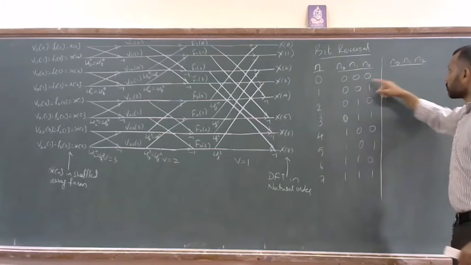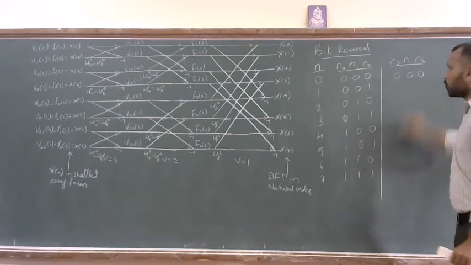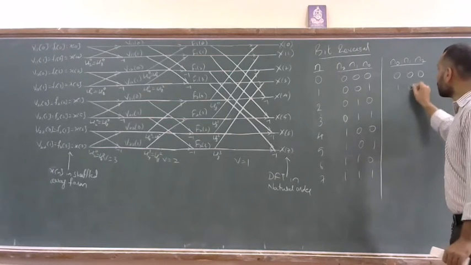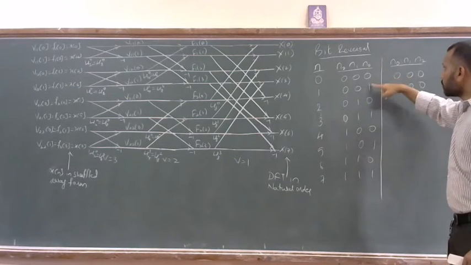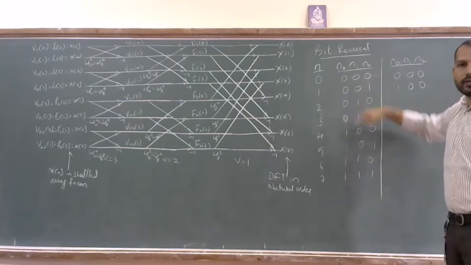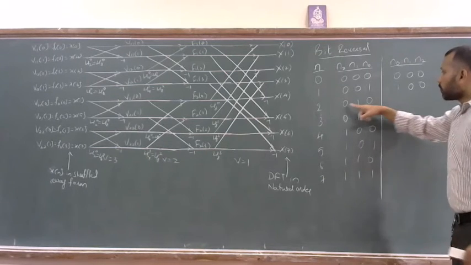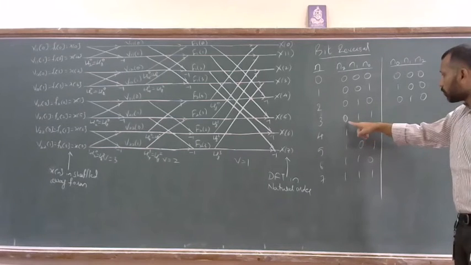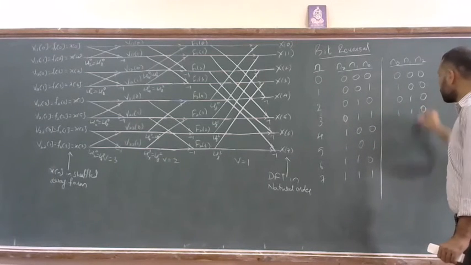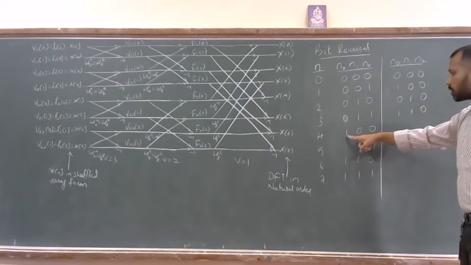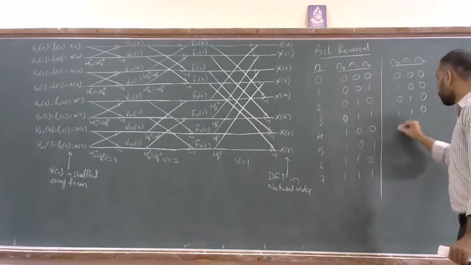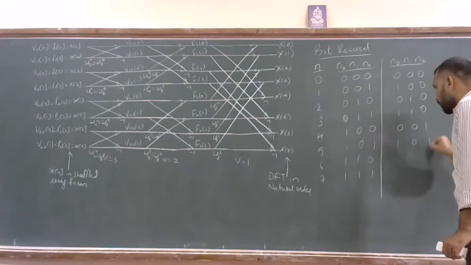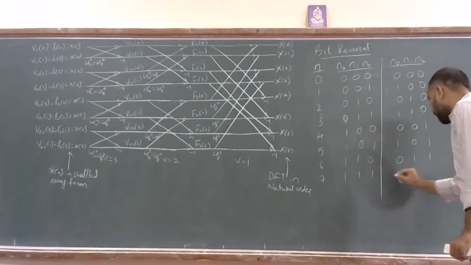So the reverse of 0, 0, 0 will be 0, 0, 0 itself. The reverse of 0, 0, 1 will be 1, 0, 0. Wherever you have n0, you substitute n2 and the other way around. The reversal of 0, 1, 0 will be 0, 1, 0 itself. The reversal of 0, 1, 1 will be 1, 1, 0. The reversal of 1, 0, 0 will be 0, 0, 1. Likewise, this will be 1, 0, 1 itself, this will be 0, 1, 1, and the last value will be 1, 1, 1 itself.